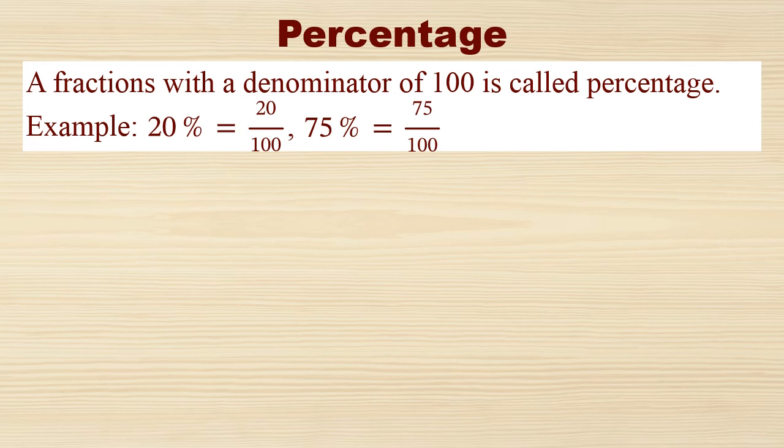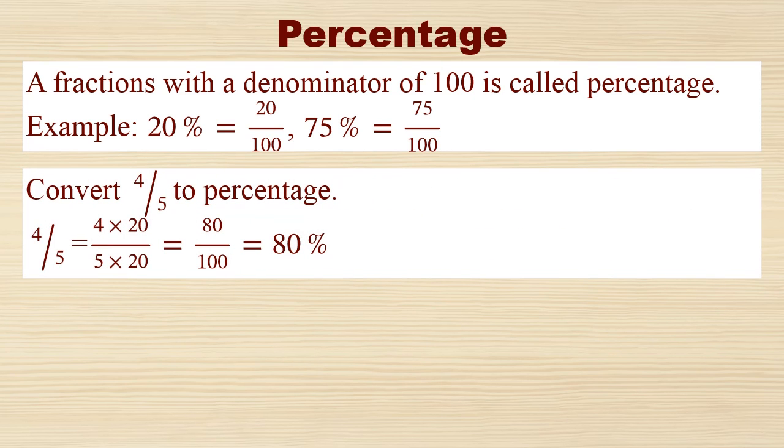First, let's start with how to convert fraction to percentage. The first example is, how can we convert 4 over 5 to percentage? So how can we do it? We look at it, 4 over 5. How can we make the denominator to be 100? We have the 5 as the denominator. So we already know that when we multiply 5 by 20, you can get 100.